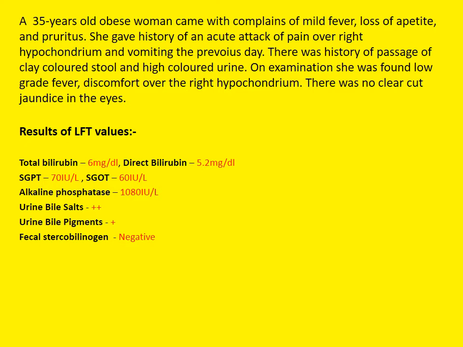Okay, so our first chart is a patient, a 35-year-old obese woman, who came with complaints of mild fever, loss of appetite, and pruritus. She gave a history of an acute attack of pain in the right hypochondrium and vomiting the previous day. There was a history of clay-colored stool and high-colored urine. On examination, she had low-grade fever and discomfort in the right hypochondrium. There was no clear-cut jaundice in the eyes.